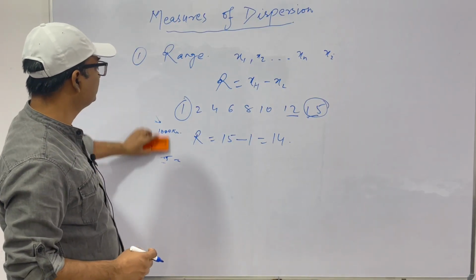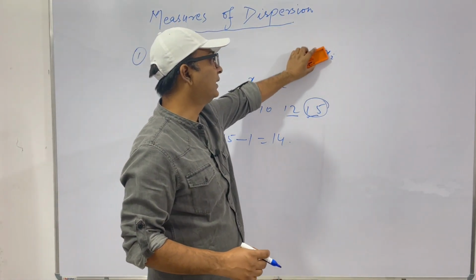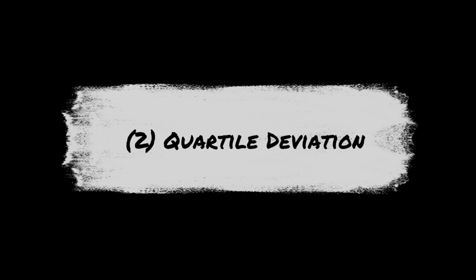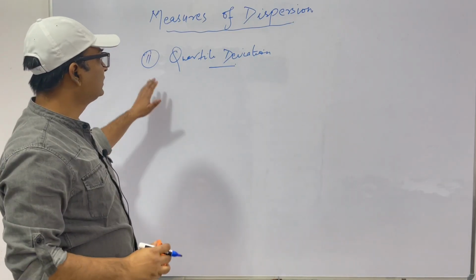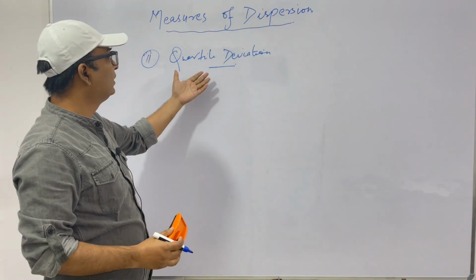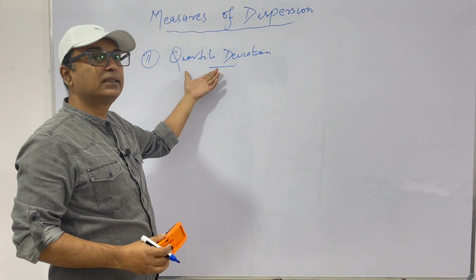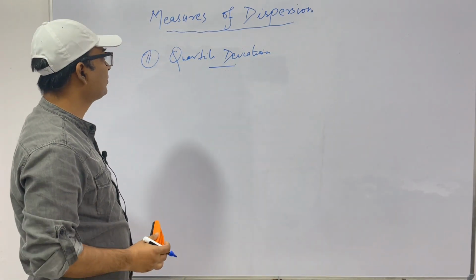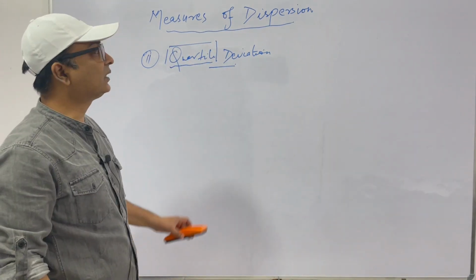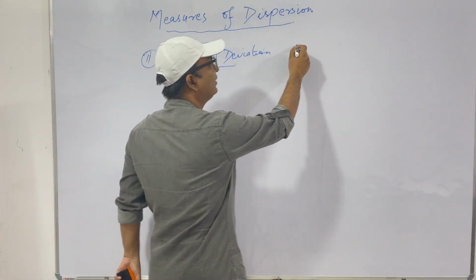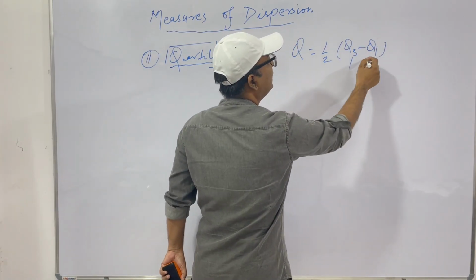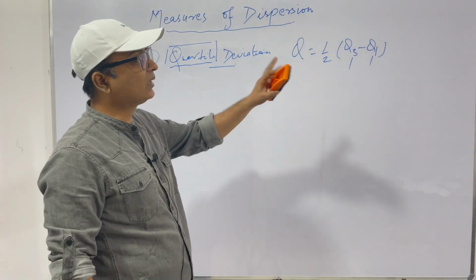Now the second topic that we'll understand is called quartile deviation. This is the second measure of dispersion. You all have studied quartiles at your school level in class 7th, 8th, 9th. What is a quartile? I'm briefing you what a quartile is, then we'll see what quartile deviation is. Quartile deviation Q is given by half of Q3 minus Q1, where Q3 and Q1 are the third and first quartiles respectively.